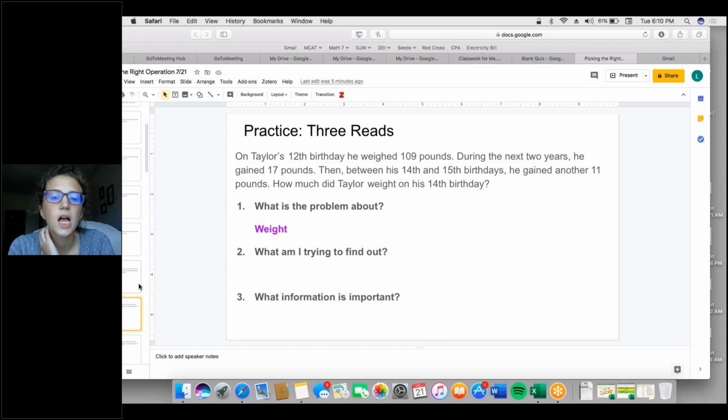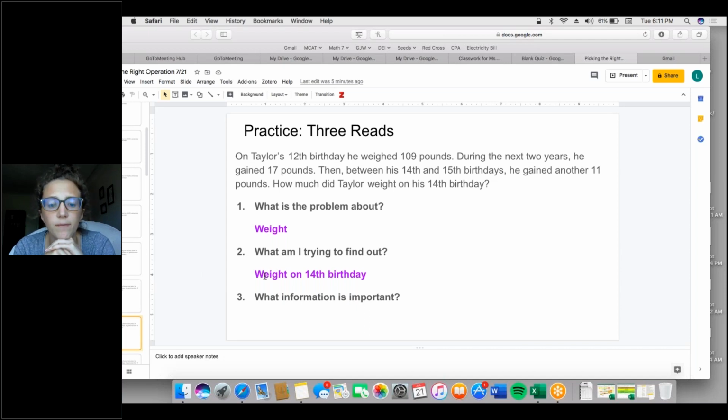Just like the last question, I see what I'm trying to find out in the final sentence of this word problem, and that's a common trend. It's not always true, but it does happen a lot. I want to know that final weight on his 14th birthday. And that's helpful because I know if I'm looking for weight, maybe my unit's going to be in pounds now. So I'm starting to think about units.